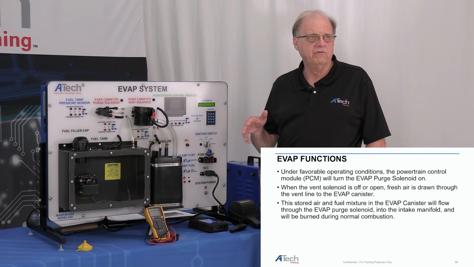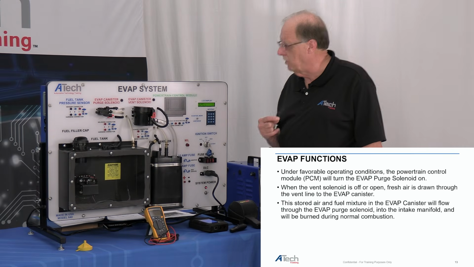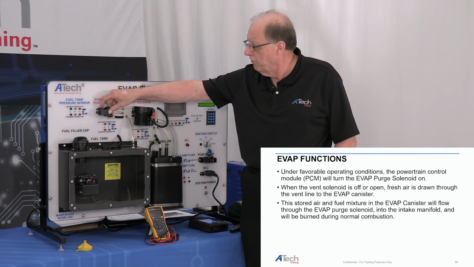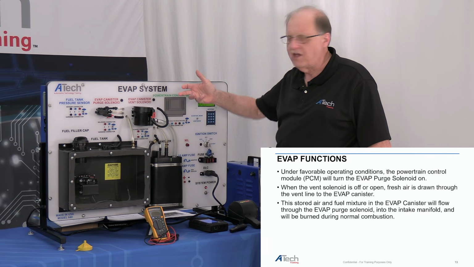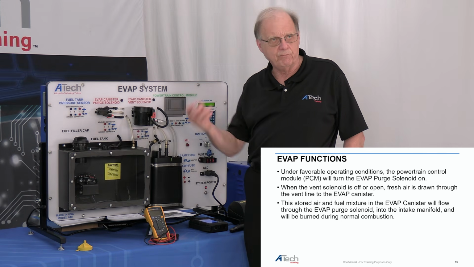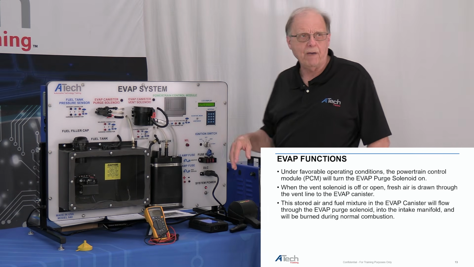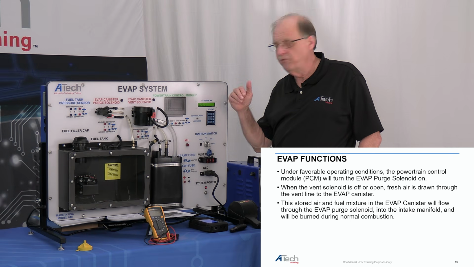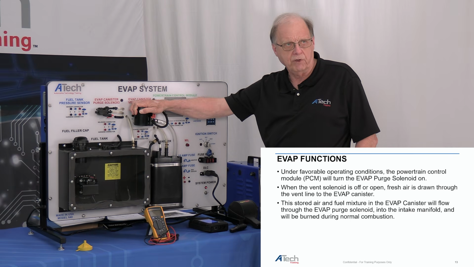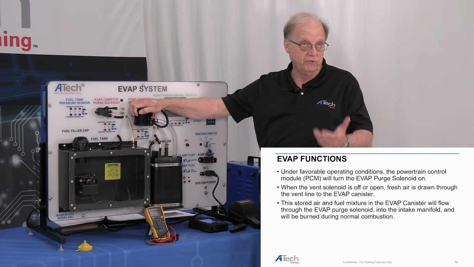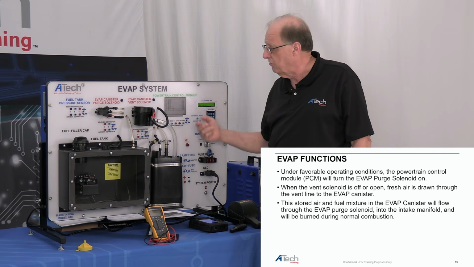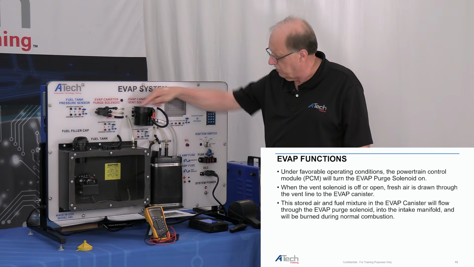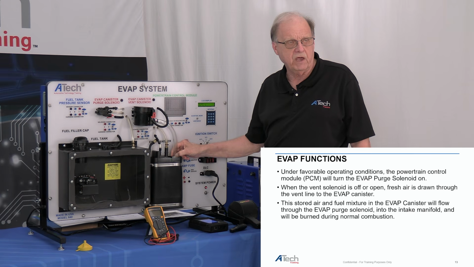Under favorable conditions, the powertrain control module will turn the EVAP purge solenoid open. So when we're doing this, the purge solenoid will be able to pull a vacuum in the system from the intake manifold pulling through it. The next thing that happens is the vent line on the canister vent up here, if it's open, which it normally should be, it's naturally open, it's going to draw fresh air in the vent line to the EVAP canister. So I'm going to draw fresh air back into my EVAP canister here.